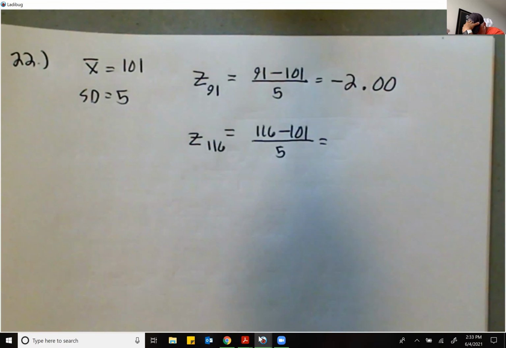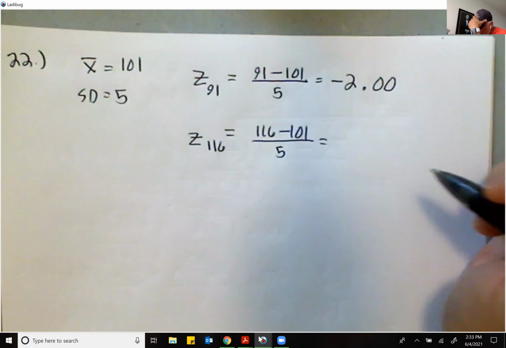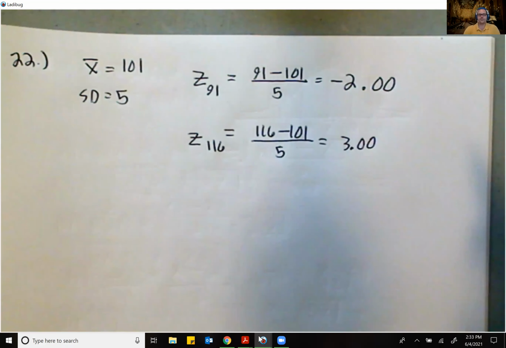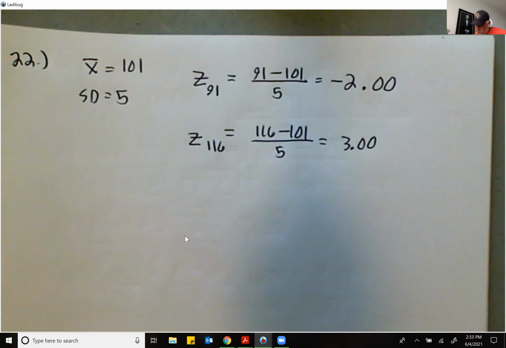So what is the z-score for 116? 3. 3.0. 3.00. All right. So who is unusual? 116. The 116 is more unusual because it is the furthest away from the mean.